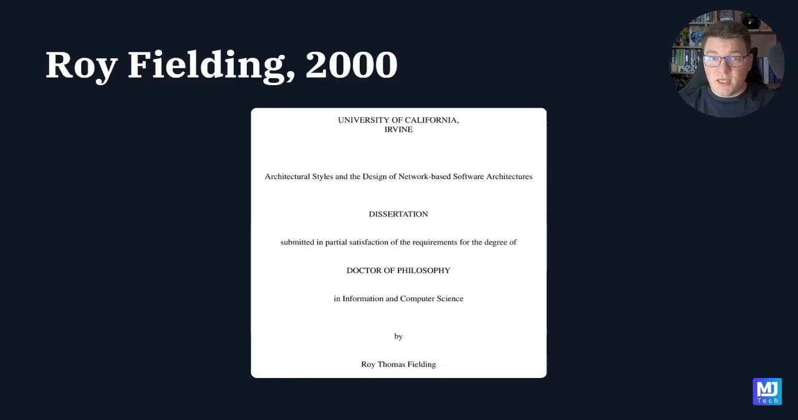REST, as we know it today, was actually introduced all the way back in the year 2000 by Roy Fielding inside of his PhD dissertation. The title of his dissertation was Architectural Styles and the Design of Network-Based Software Architectures. And inside of this dissertation, there is a chapter called Representational State Transfer, where Roy Fielding introduces this architectural style and the constraints that you have to accept in order to implement REST correctly.